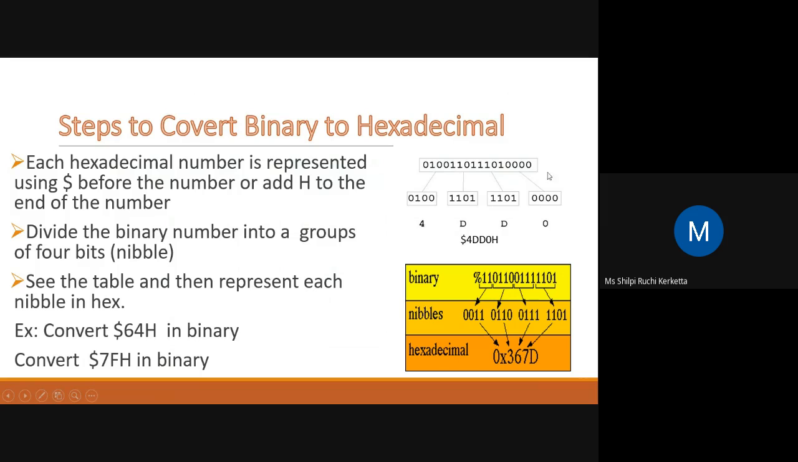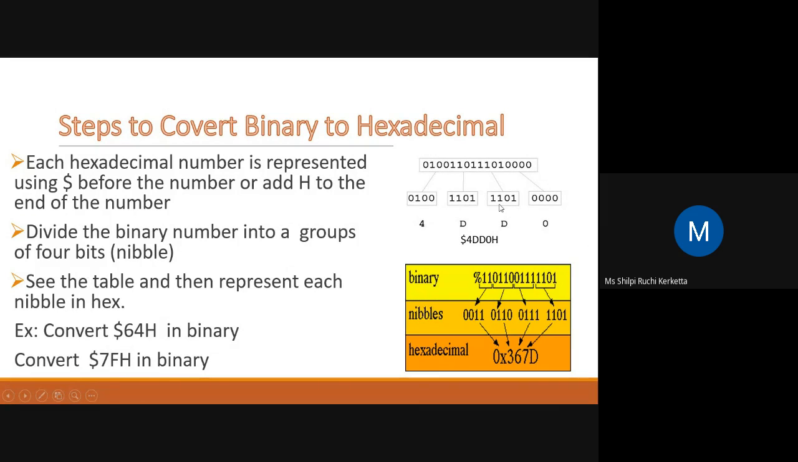That's why we make groups of 4 bits. From the right-hand side we take 4 numbers, 1 2 3 4, and make one group. Then again we take 4 numbers, 1 2 3 4, and make another group, either 4 bits or what we call one nibble. Here it is written: divide the binary number into groups of 4 bits, or one nibble. So we will do that.